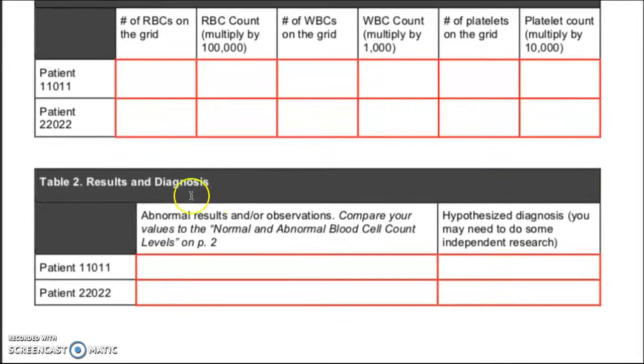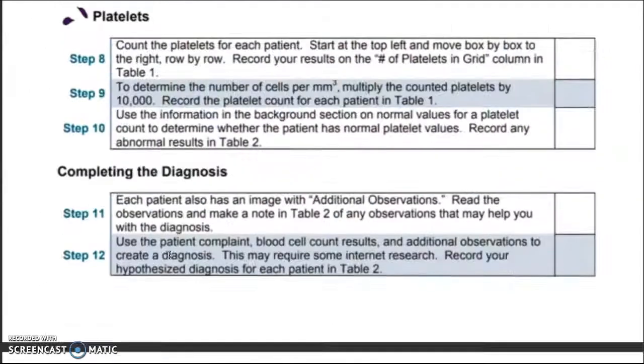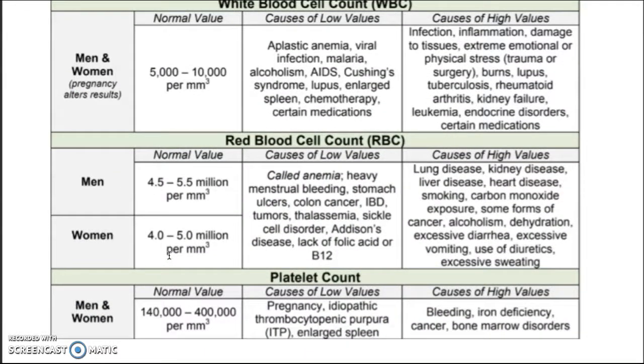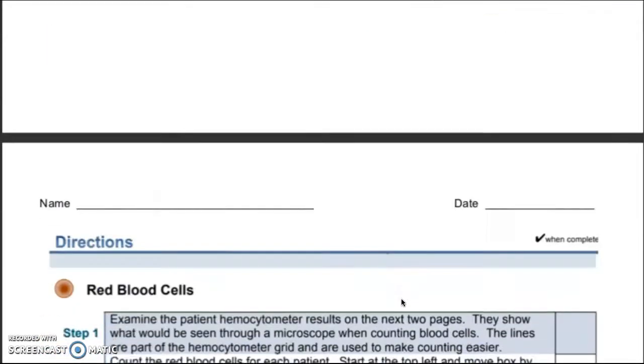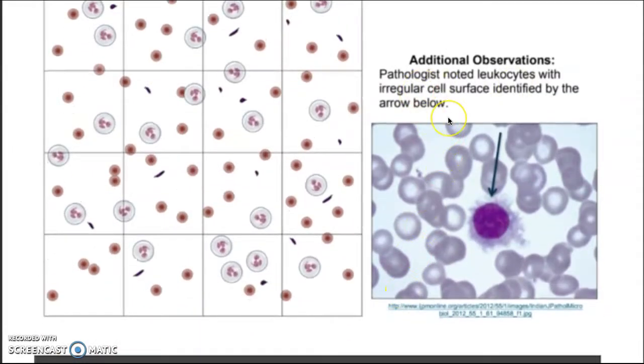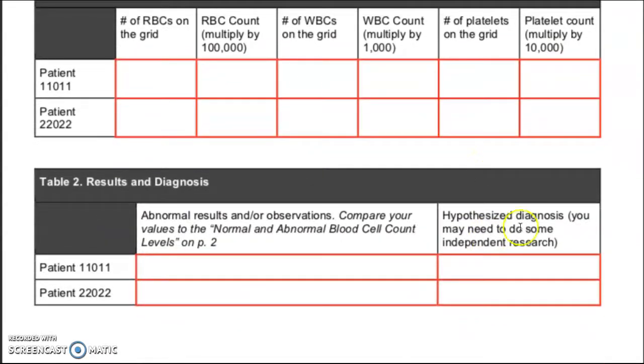And then down here for table 2, this is the results and diagnosis. So you should get an idea of whether the counts are high or low or normal based on this chart here. So are your numbers normal? Are they higher than normal or are they lower than normal? And depending on what you find, take a look at the causes and take a look at the additional observations because they might give you a clue there on what's going on. All right, so then you'll hypothesize your diagnosis.